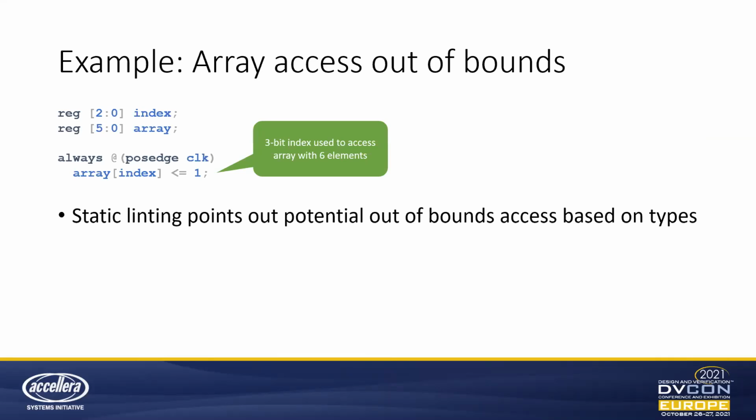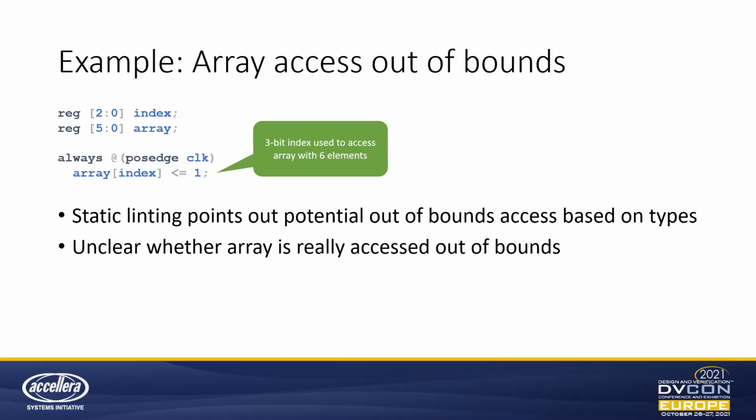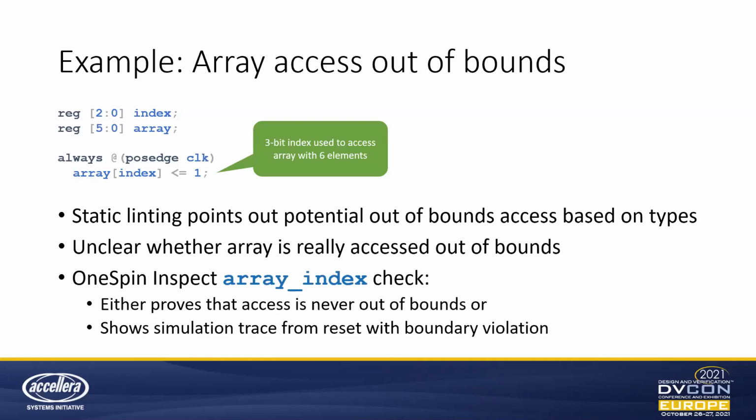Using static linting will point it out as a potential out of bounds access based on types. But the key word here is potential. On the other hand, if you have an assertion on this type of check, then a failure will show exactly how this out of bounds is happening and how the violation is actually happening. So it either proves that this access is never out of bounds, or shows a simulation trace from reset with a boundary violation.